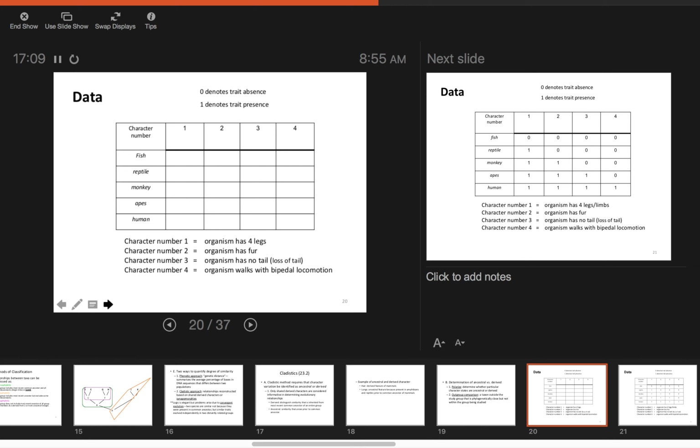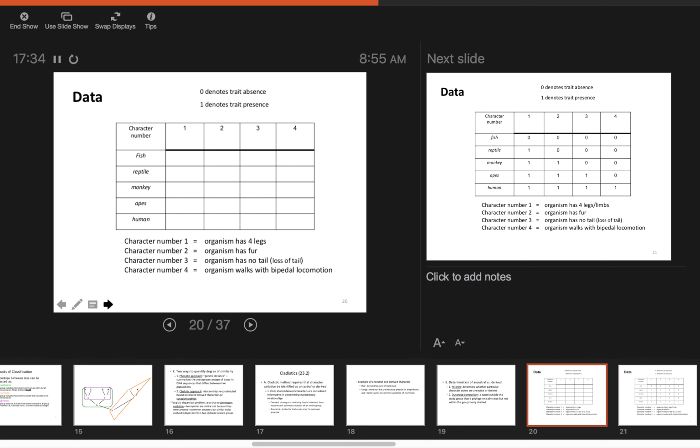Okay, character number 1, organism has 4 legs. So do I put a 0 or a 1? 0. Organism has fur. 0. Organism has no tail. 0. That means it does have a tail. Right. Yeah, that's where people get tripped up. Organism walks with bipedal locomotion.